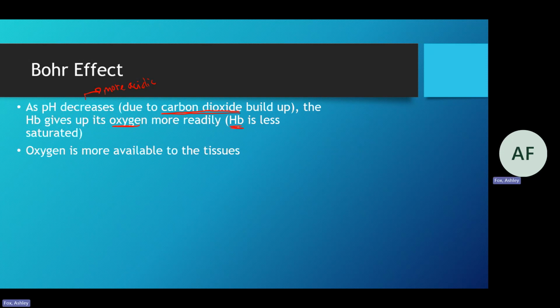Hemoglobin is less saturated. Why? You don't want oxygen on the hemoglobin. You want oxygen in the tissues because there's more activity. You need more oxygen. Your tissues are producing carbon dioxide because they are making ATP. So you need more oxygen to the tissues so they can do their normal activities in making ATP.